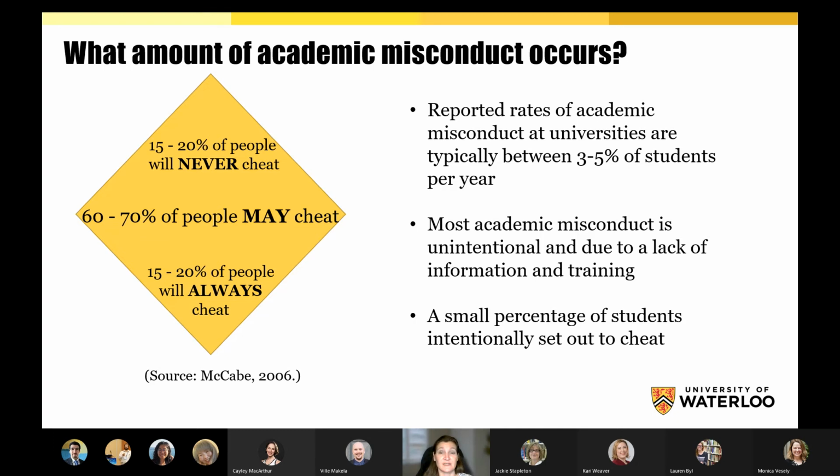Usually misconduct rates are around 3 to 5% of students a year. So that's actually not a very high rate. We do find that the number of instances of academic misconduct are typically unintentional, and this is due to a lack of information and training. So spending some extra time on making sure that students really understand your expectations and what academic integrity is can be very helpful. There's also a very small amount of students that actually intentionally set out to cheat. So those, again, are less common on campus.